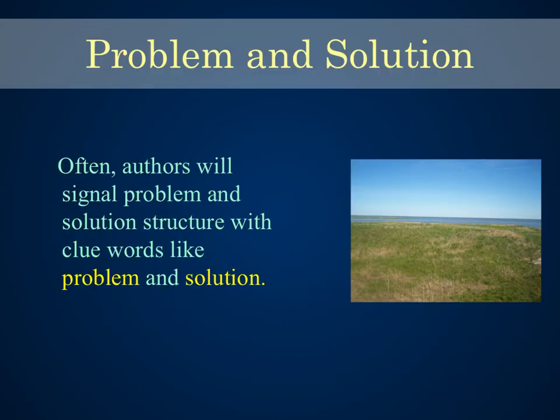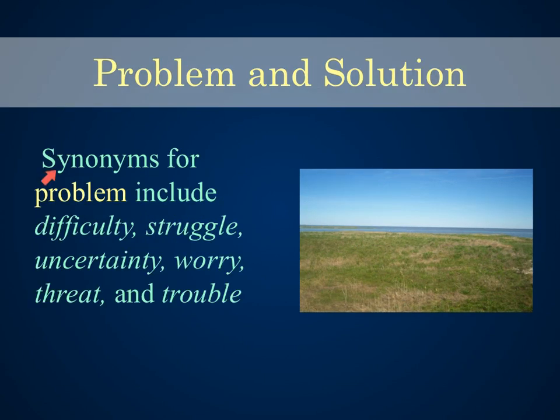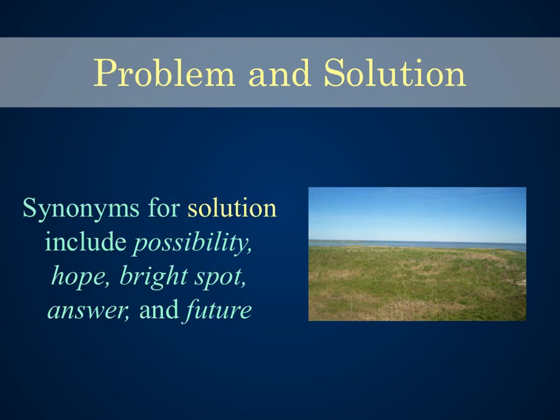Often, authors will signal the problem and solution structure with signal words or clue words like problem and solution. Some synonyms, words that mean the same or almost the same, for problem include difficulty, struggle, uncertainty, worry, threat, and trouble. Some synonyms for solution include possibility, hope, bright spot, answer, and future.